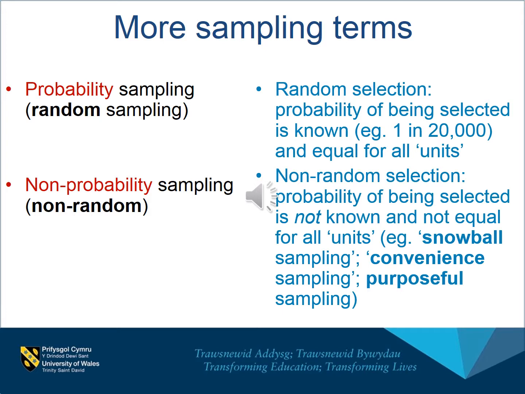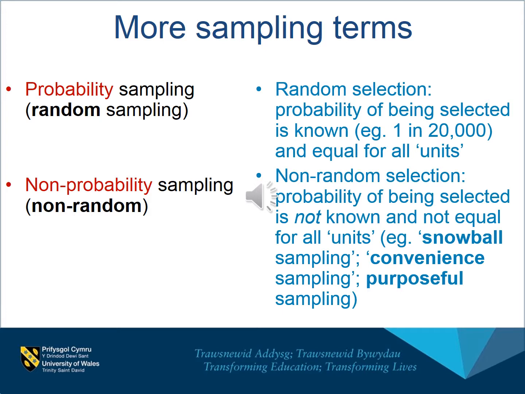And a further couple of terms: probability sampling is the same thing as random sampling. It's where you know the probability of being selected, that each individual has an equal probability of being selected, really. Whereas with non-probability or non-random sampling, some people have more chance than others of being selected. And again, this is not unusual and sometimes perfectly reasonable given the situation that you might be in.